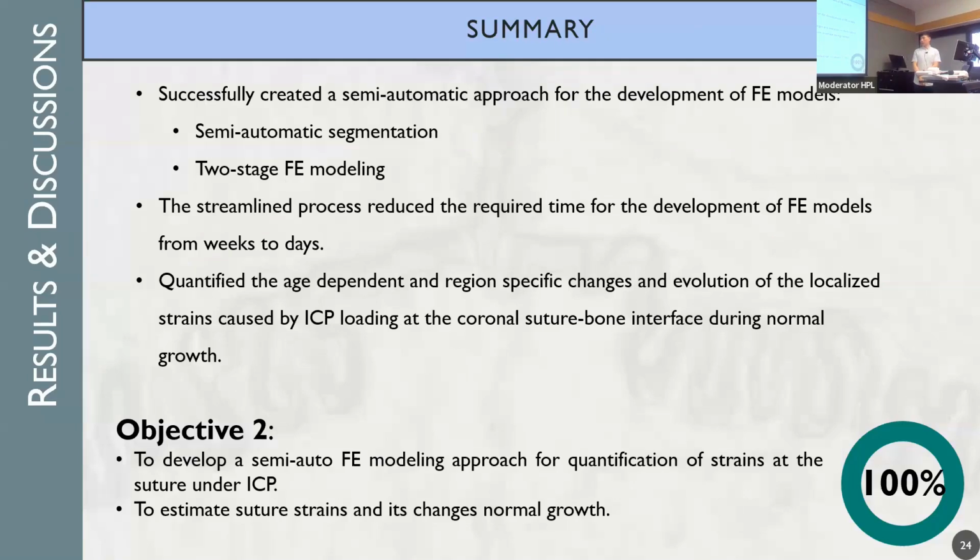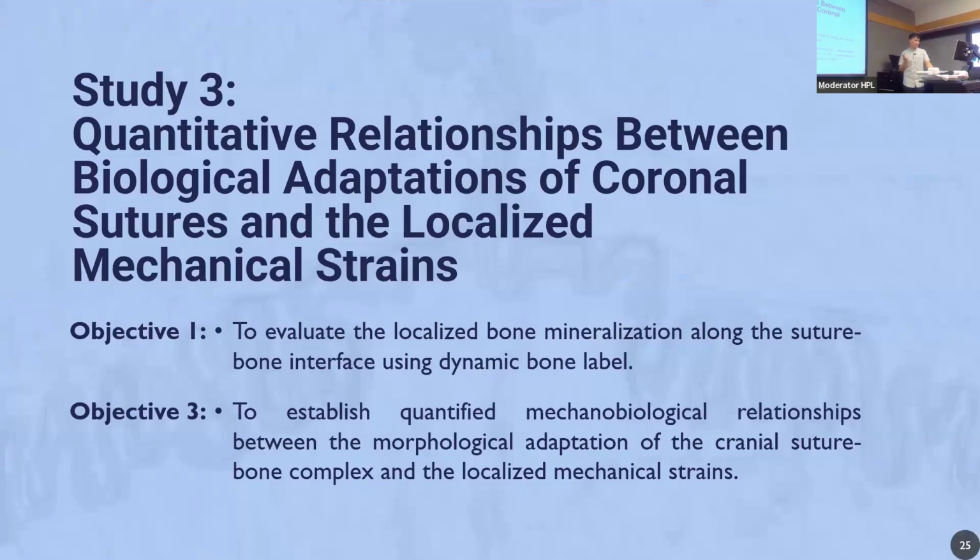And with this, I was able to make final segment models and estimate strains and how they are changing over time. Basically, the strain amount was age dependent. As age increases, it was changing, and also it was region specific because in different regions it was showing different behavior. With this, my objective 2 was complete. Now my last study.